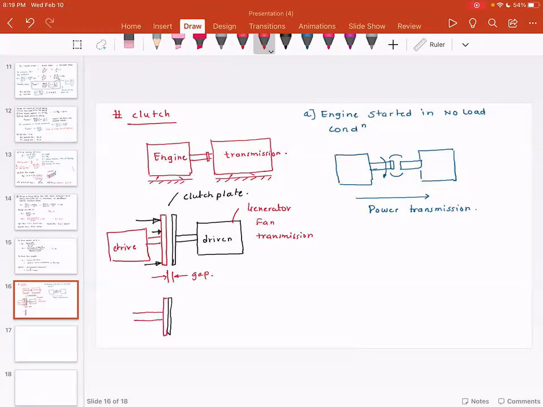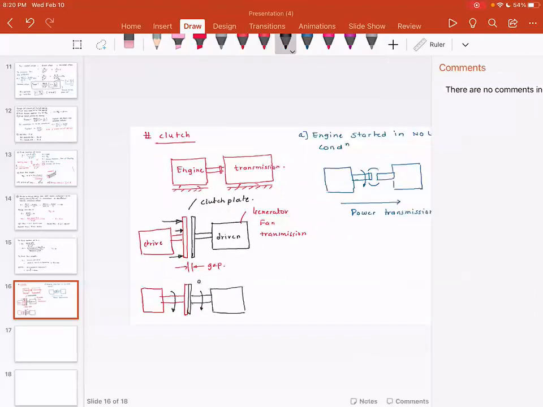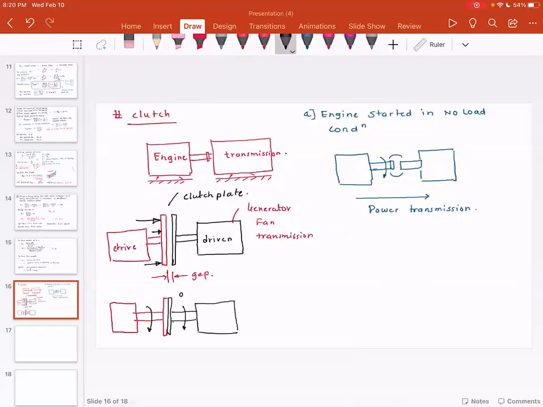There is a frictional surface in the clutch, so initially the clutch may slip. After it comes into complete contact, the clutch remains as is, and this gap is actually zero. Then the power from the drive side is transmitted onto the driven side. I want to show you a three-dimensional view of how this clutch system works.